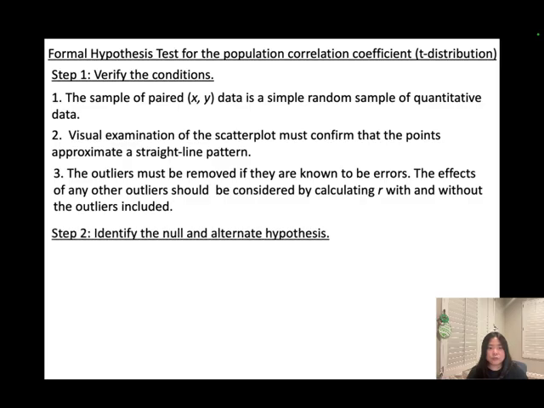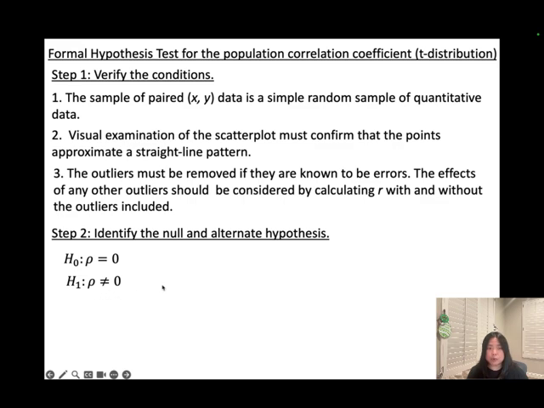Step 2. Identify the null and alternate hypotheses. We always test the population parameter, okay? So this is the population correlation coefficient. The null hypothesis is rho equal to 0, and the alternate hypothesis is rho not equal to 0.